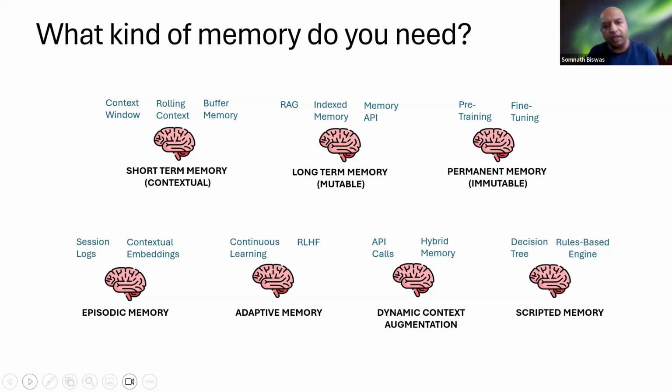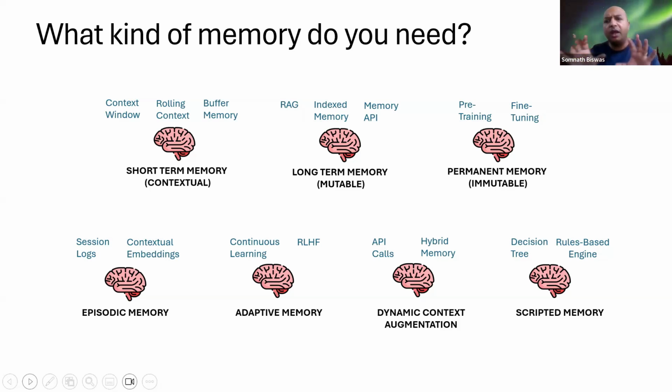I talked about continuous learning. This is the adaptive memory. There's a loop that comes back and you're continuously learning. You could have the context getting augmented dynamically. This is where you are making the necessary API calls, and it's a combination of data inputs that you can bring in. And then obviously you have a very scripted memory where we tell you what your memory is, because it's a very rules-driven engine kind of thing. It's a very static setup.